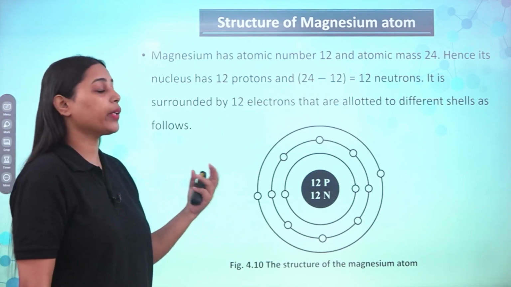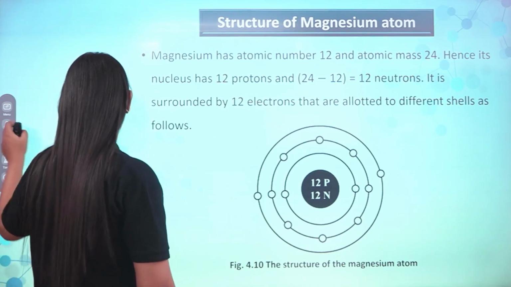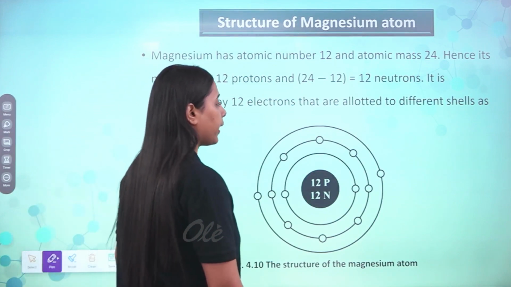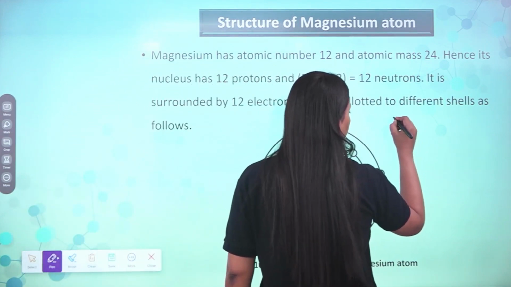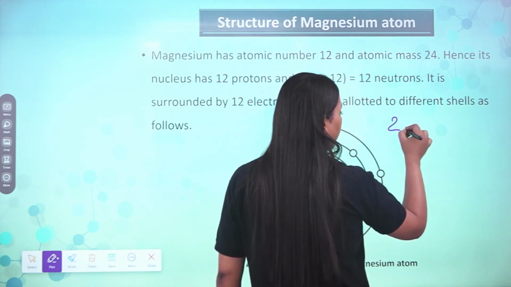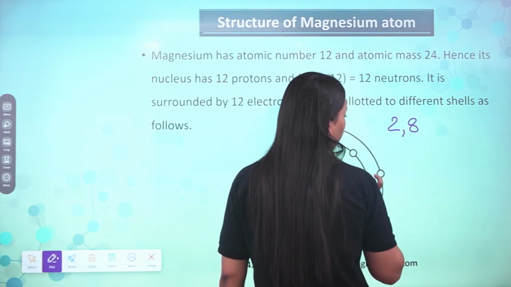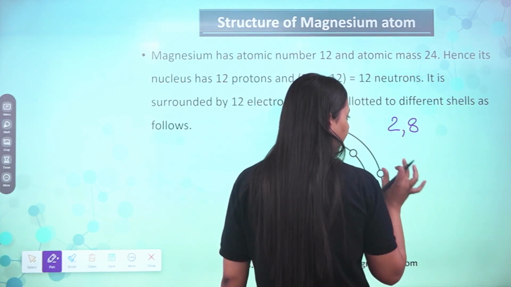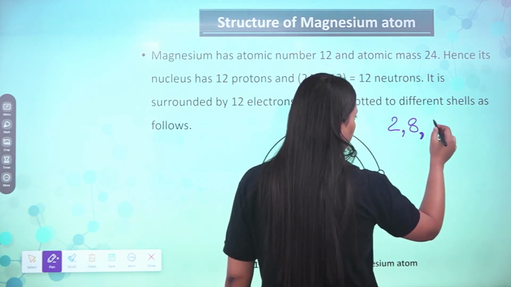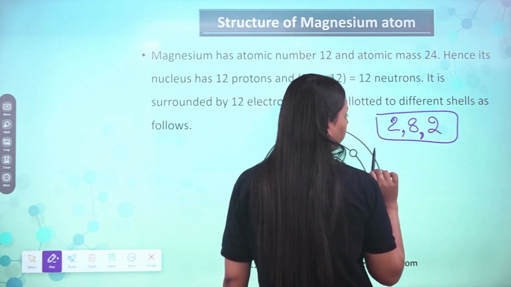So it is surrounded by 12 electrons that are allotted to different shells, and it follows this order. You have learned that the first shell can have 2 electrons, right? So you will write 2 in the first shell, and the second shell can have a maximum of 8 electrons, so you can write 8 in this manner. So 8 plus 2 gives you 10. Now 2 electrons are left, so you will put them in the third shell as 2. So that's how you decide the configuration of an element.